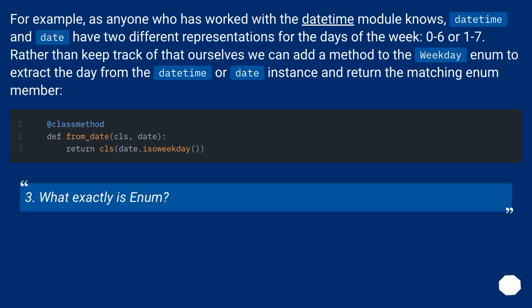For example, as anyone who has worked with the datetime module knows, datetime and date have two different representations for the days of the week, 0 to 6 or 1 to 7. Rather than keep track of that ourselves, we can add a method to the weekday enum to extract the day from the datetime or date instance and return the matching enum member.